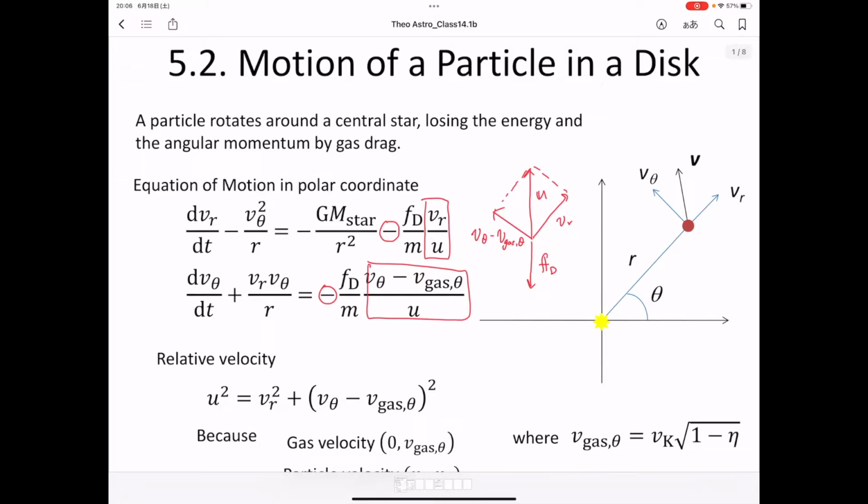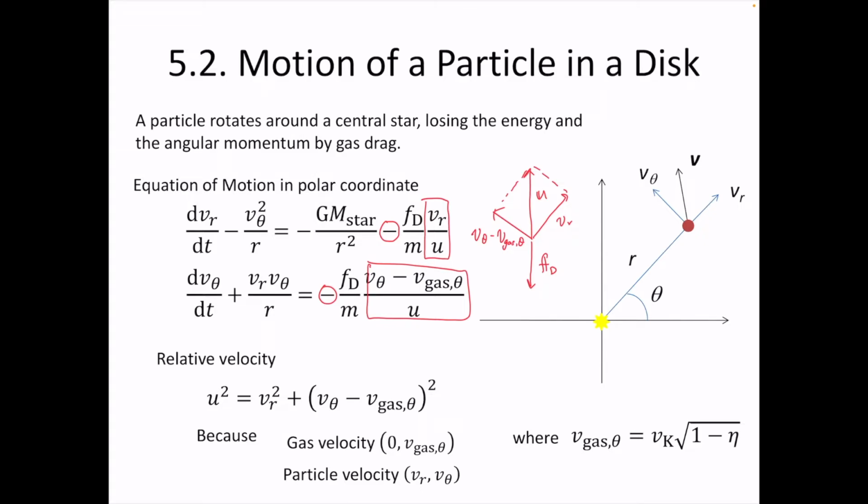Then the relative velocity can be calculated. u² equals v_r² plus (v_theta minus v_gas,theta)². The gas velocity has only the velocity in the theta direction, v_gas,theta, and the particle velocity has components v_r and v_theta. The rotational velocity of the gas can be calculated: v_gas is the Keplerian velocity v_k times the square root of 1 minus eta.